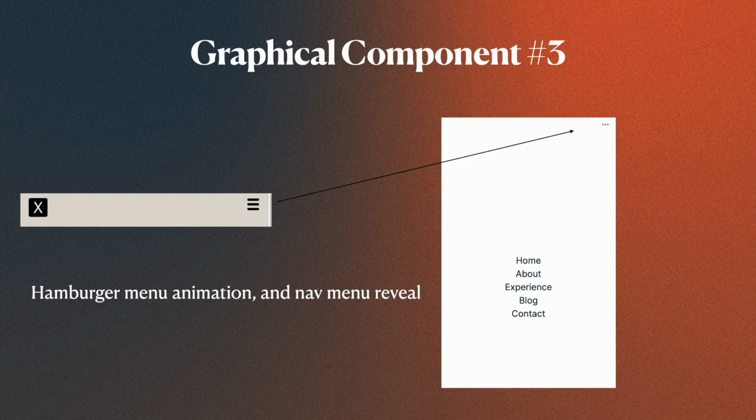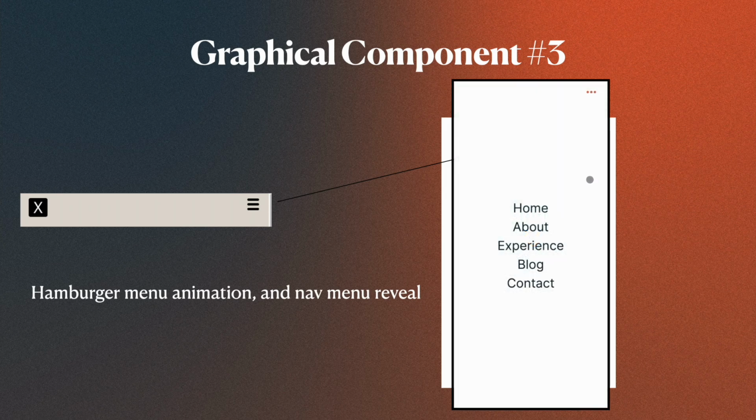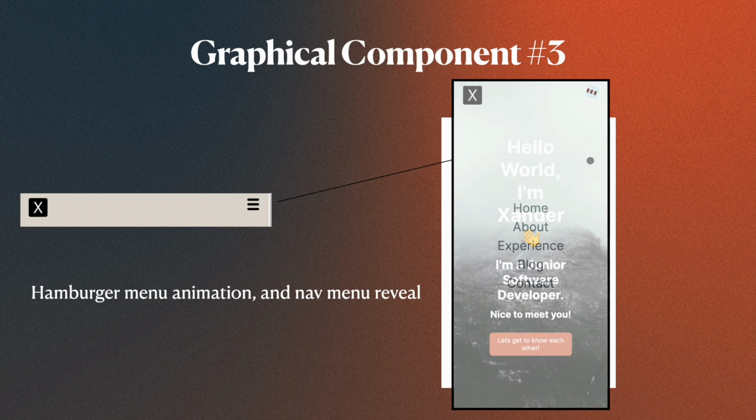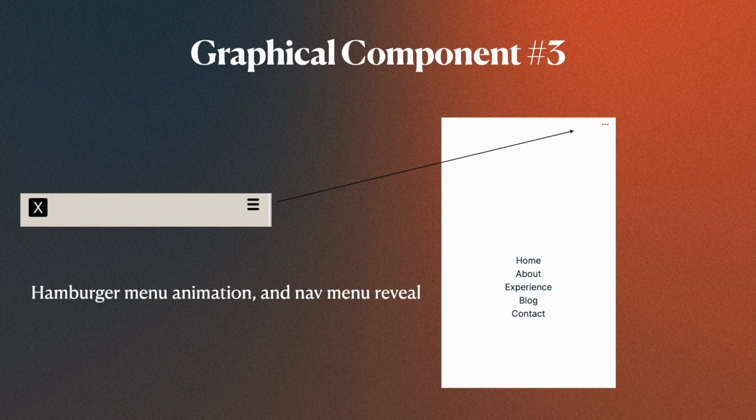Again, challenging to show here, but the hamburger menu animation and nav menu reveal was something that I spent a lot of time on. I decided to go with the 3 dots, the ellipses instead of an X, just as I felt that it fit the minimal style of the website, and I also didn't want to introduce confusion in comparison to the logo, which is that X being the initial of my name.